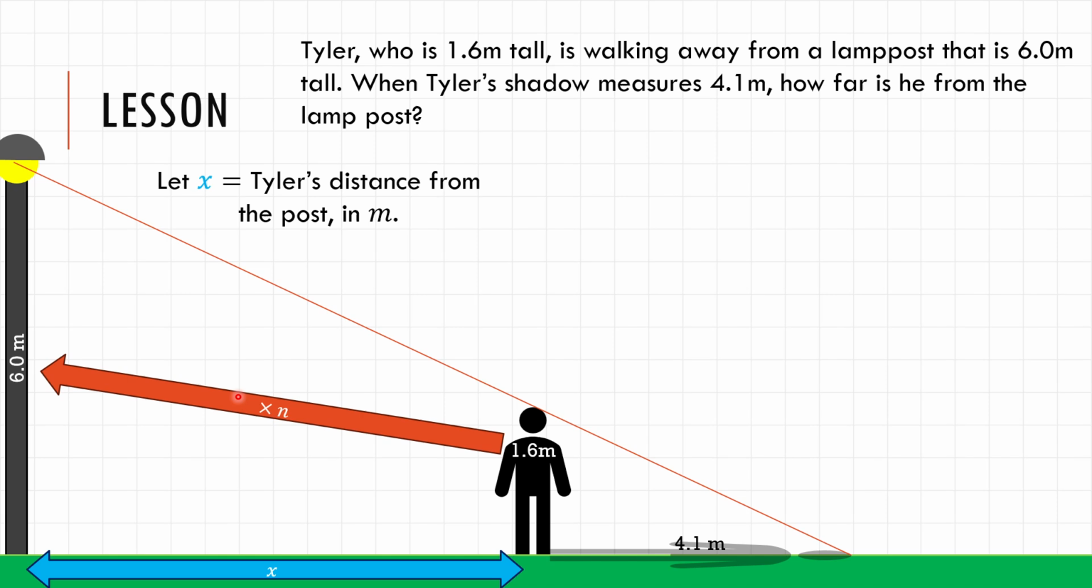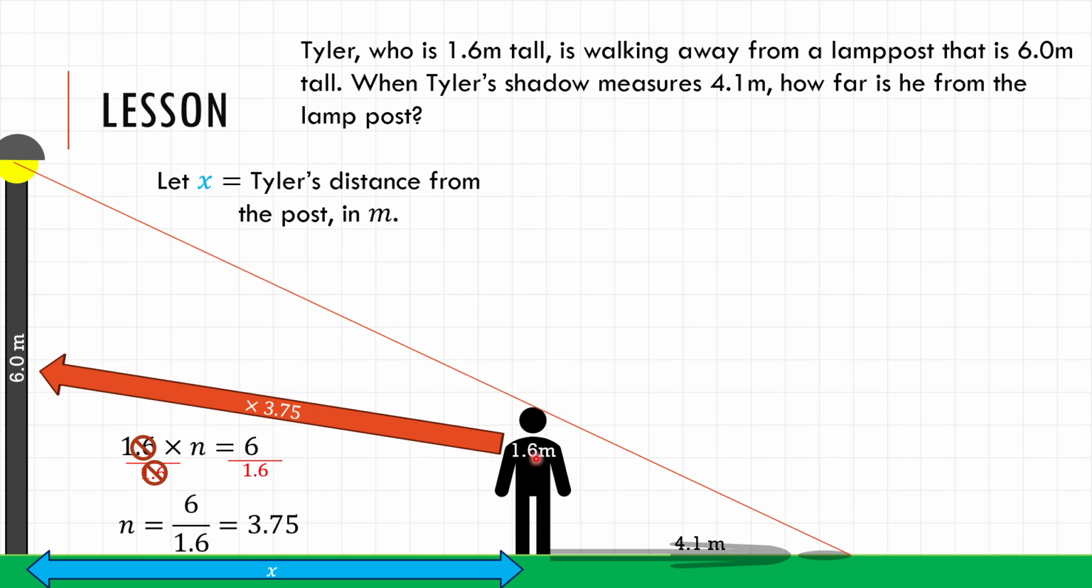So in an equation, if I took 1.6 and multiplied it by n, I should get 6 meters. So this will allow me to find out what the value of n is. What is that scale factor? To do so, I'll just do the opposite of multiplication. I'll divide both sides by 1.6. And 6 divided by 1.6, it turns out, is 3.75.